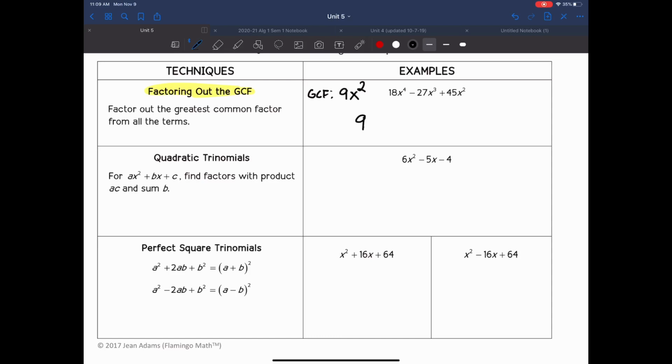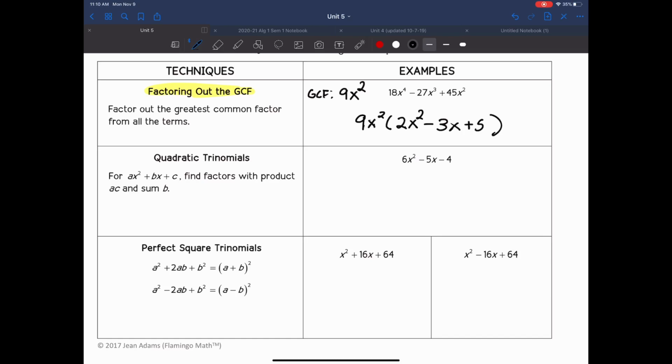So if I pull a 9x squared out of each of these terms, 18 divided by 9 is 2. x to the fourth divided by x squared, we're just going to subtract those exponents. 4 minus 2 is 2, so 2x squared. Now, if we pull a 9x squared out of 27, well, 27 divided by 9, since my sign is negative, that gives me negative 3. x cubed divided by x squared, 3 minus 2 is 1, so we have x to the first. Last but not least, 45 divided by 9 is going to be plus 5, and then x squared divided by x squared is just 1, giving us 9x squared times 2x squared minus 3x plus 5.